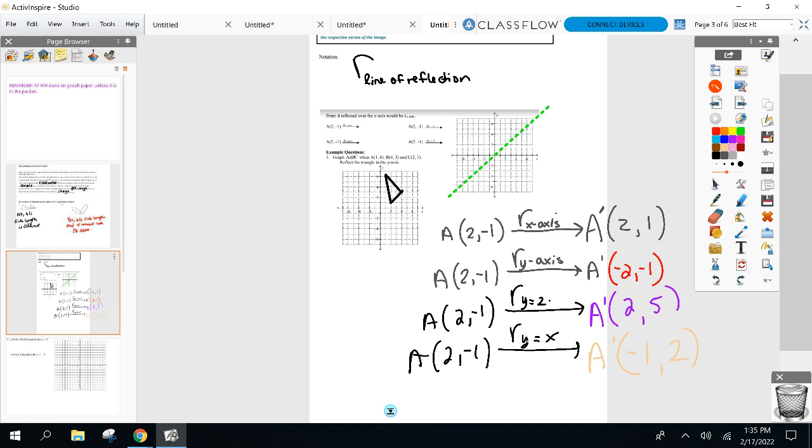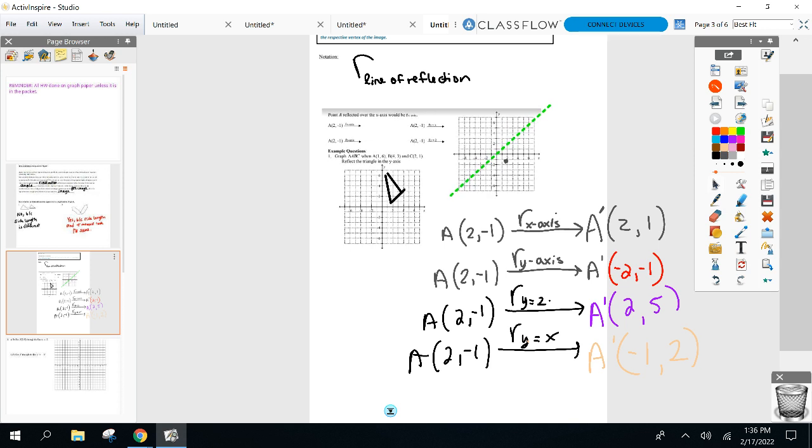And take a look just on mine, because I can clean mine up and you guys can't. Here's 2, -1. And here's -1, 2. See how it's been flipped over that line now? All right, makes sense. Just by the looks of the graph, I flipped it over.